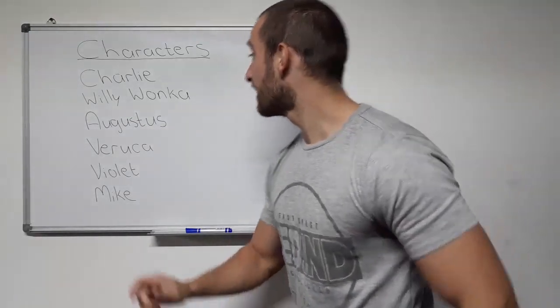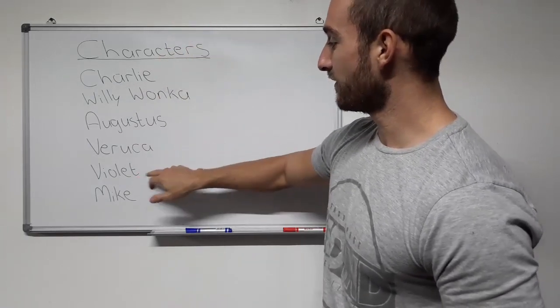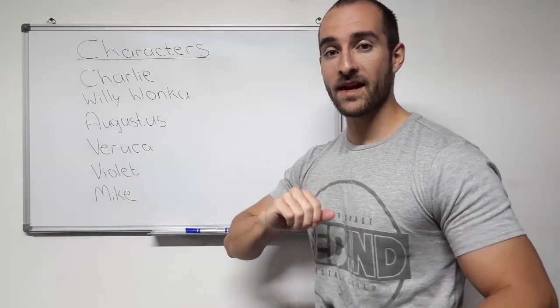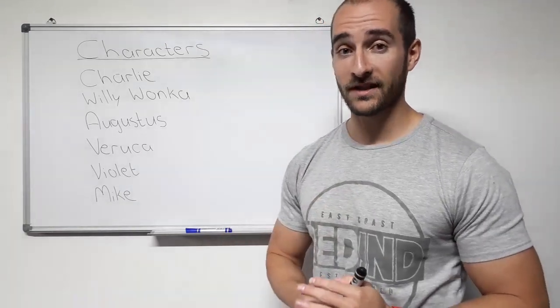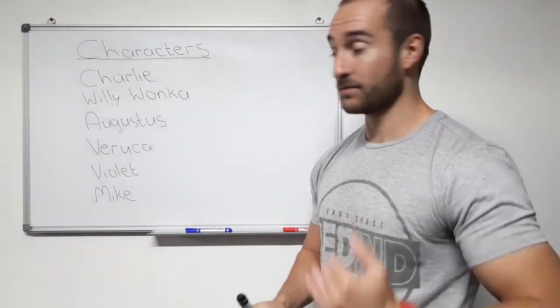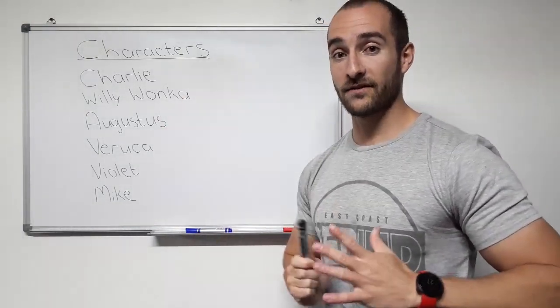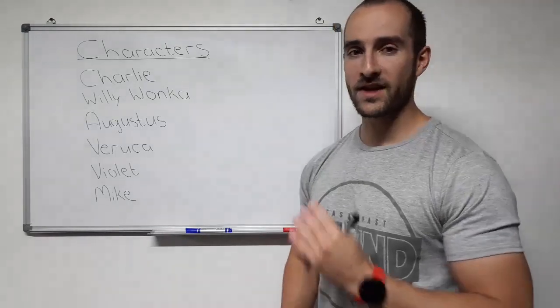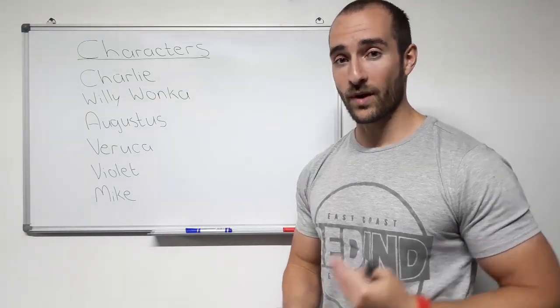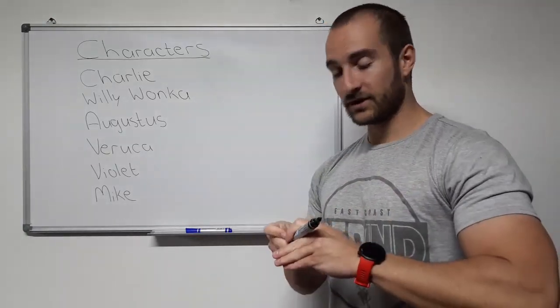Now here we go. We've got Charlie, Augustus, Veruca, Violet, and Mike. You might know them as the 5 people who won the golden tickets. They are very important, which is why I've listed them here in the first place. Then we've also got Willy Wonka, who is the owner of the chocolate factory. These characters are very key. We need to know them quite well to understand the story. So, we'll start with Charlie.